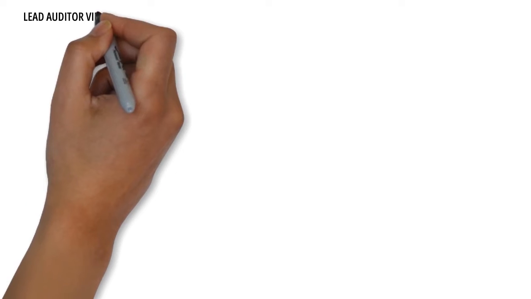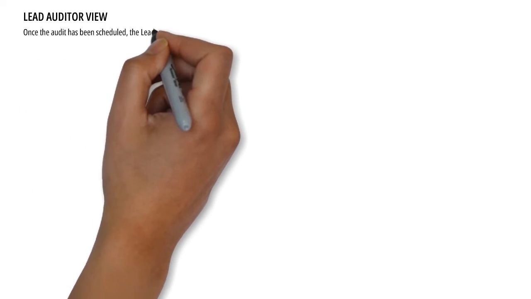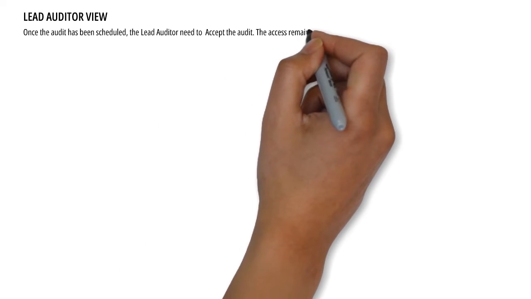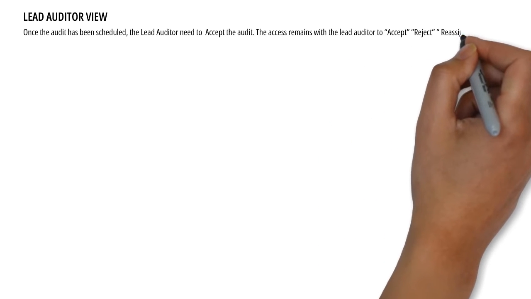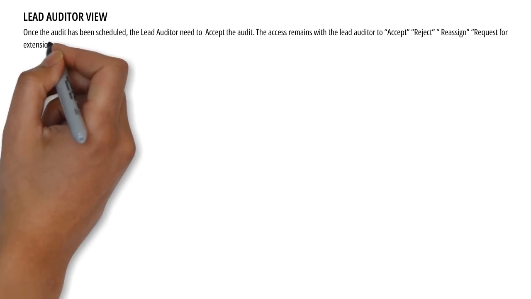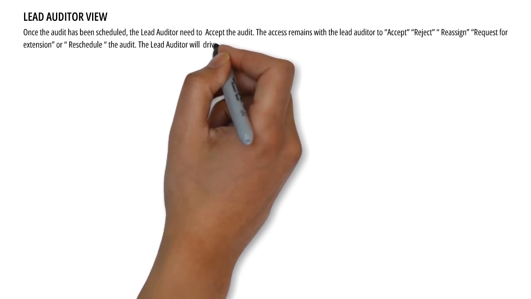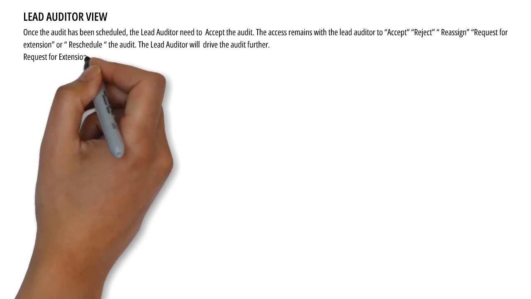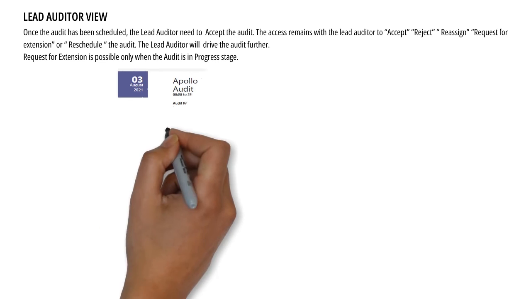Lead auditor view. Once the audit has been scheduled, the lead auditor needs to accept the audit. The access remains with the lead auditor to accept, reject, reassign, request for extension, or reschedule the audit. The lead auditor will drive the audit further. Request for extension is possible only when the audit is in progress stage.